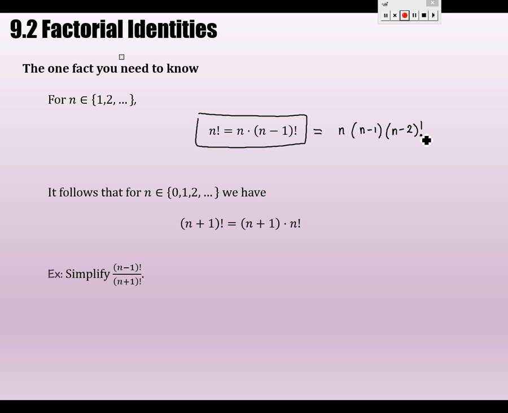Magic. I am a wizard. Wait, when you multiply a factorial, the exclamation point doesn't go away. No, it only operates on the thing that it is to the right of.